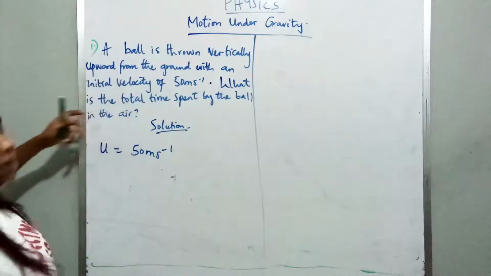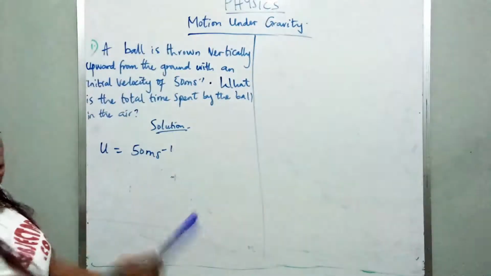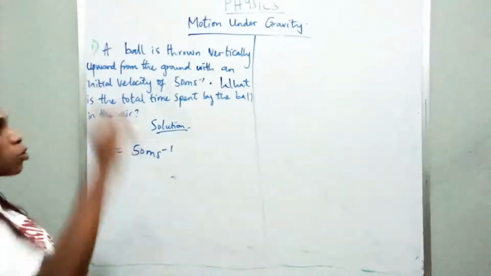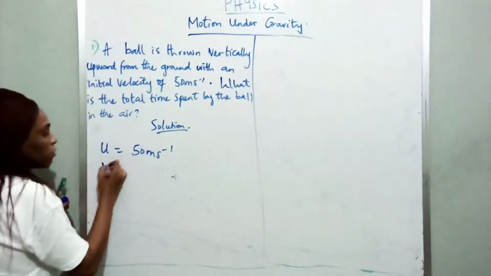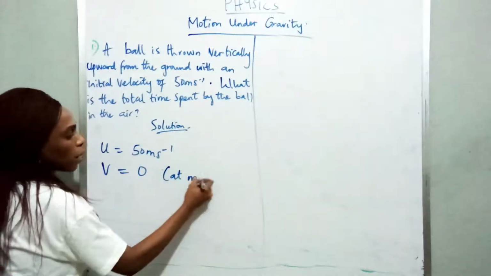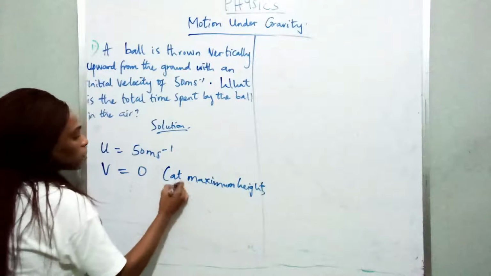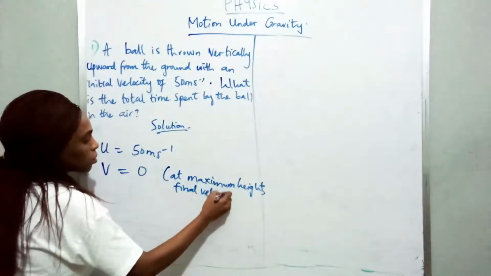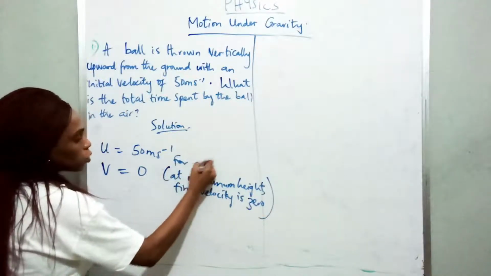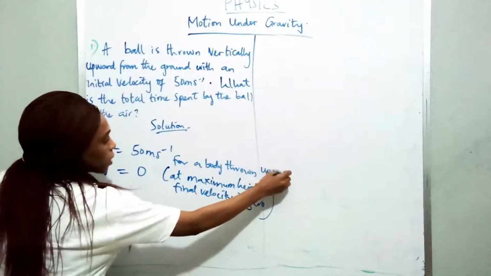Now, a body is thrown vertically upward from the ground. Before this body will start coming down, it will attain a maximum height before it falls down. So at that maximum height, the final velocity is zero. So take note of that. At maximum height, for a body thrown upward, the final velocity is zero.